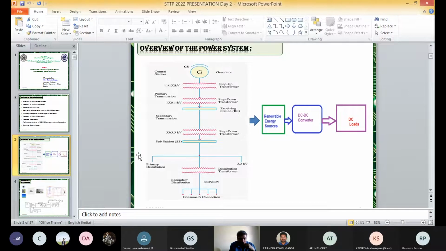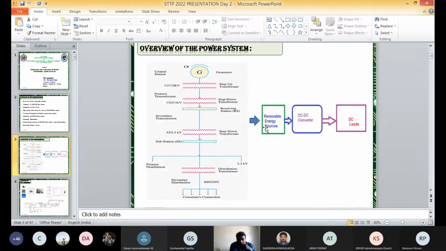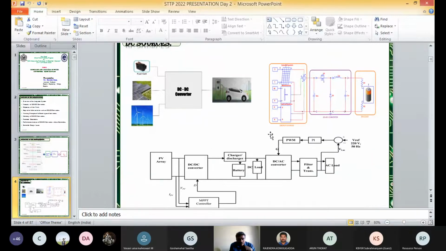Some of the requirements of the DC to DC converter. If you are moving towards renewable energy systems, here we require some DC to DC converters, and here also we are using some renewable energy systems: fuel cell subsystem, solar PV system, and the windmill. To charge that battery, we require some DC power.